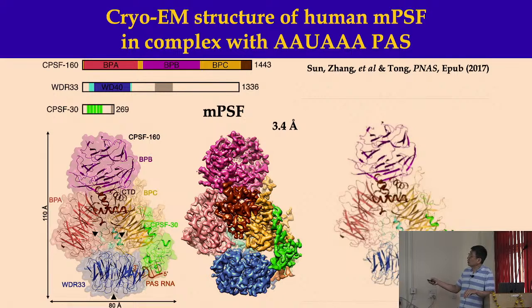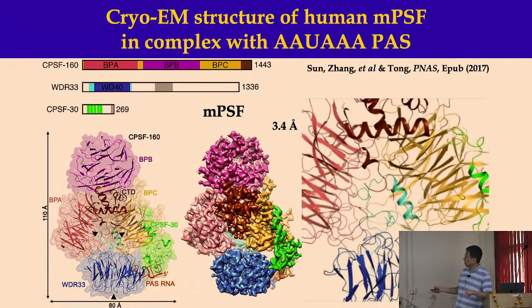WDR33, most of the C-terminal part is highly disordered, so we don't really know what it does. We actually chopped it out, so only the internal piece is shown right here. And then CPSF30 contains 5 zinc fingers. Each one of these green bars is a zinc finger, plus another zinc domain in the C-terminus. But when you see the first 3 in our structure, you can see you have CPSF160, WDR33, CPSF30 in green, and then RNA is bound between WDR33 and CPSF30. That's shown better in the movie on the right.